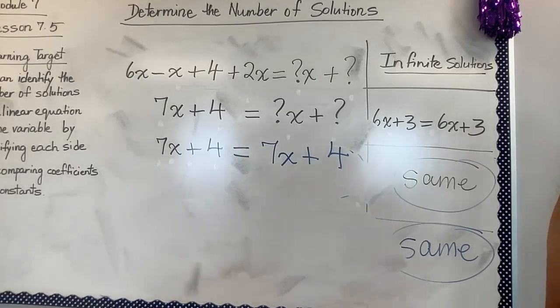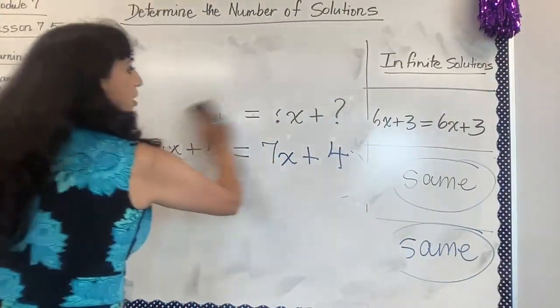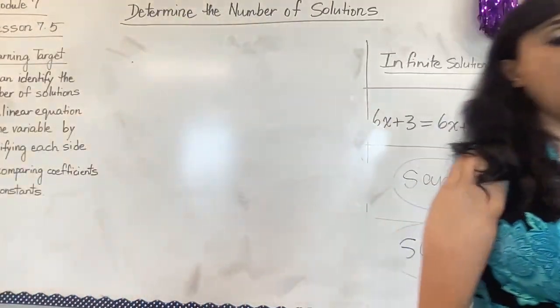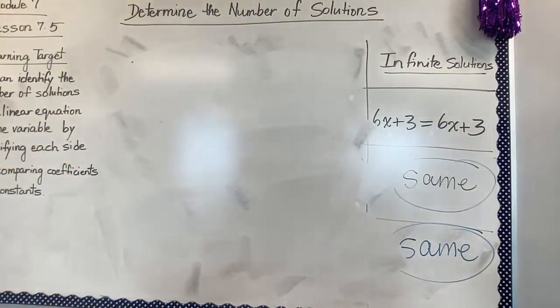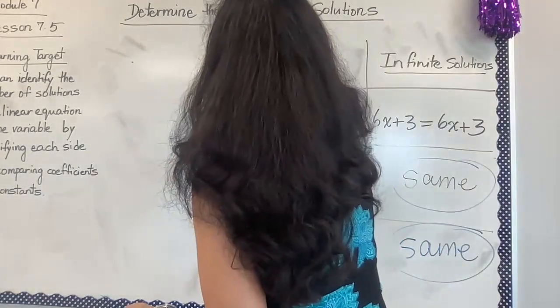Okay, let's do one last one. We're going to try to find one where the equation has no solution, so we are going to create one like that. All right, so if you remember, we had just talked about this, and for the one with no solution, we had just talked about this.